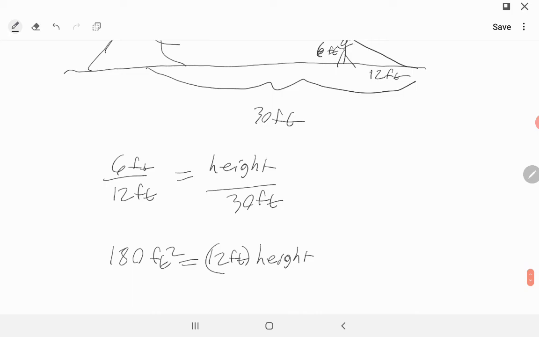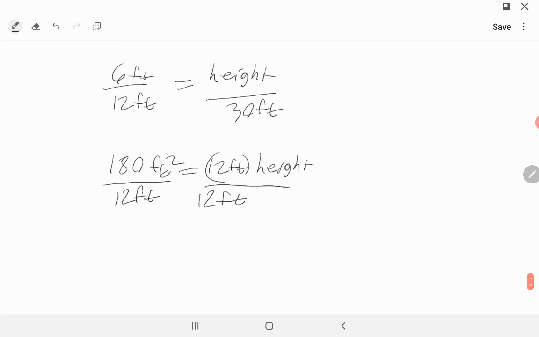This is one of those cases where we don't necessarily need to use the units, but having the units helps to let us know we're doing things right, because if we divide both sides by 12 feet, we find out that 180 divided by 12 is going to be 15. And if we think of feet squared divided by feet, that should give us feet. And so the height of that tree is 15 feet.